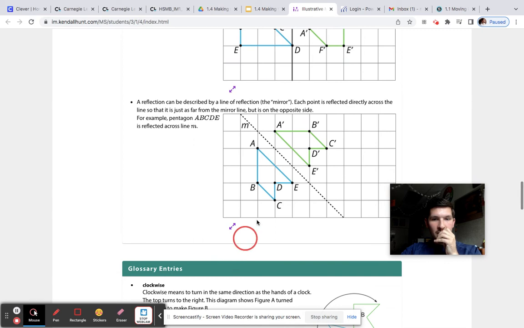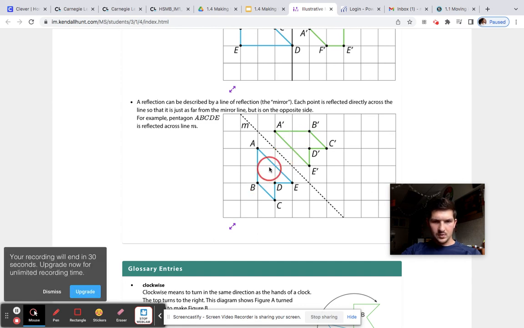We go down here, we're looking at a reflection. We're reflecting across the line M. This is our M line of reflection. So 1 away from the line, 1 away. For B, it looks like it's 1.5 away, 1.5 away. Or actually, is it 2? 1, yep, 1.5, 1.5. D, it looks like it's 1 and 1. E, it looks like it's half, half. C, it looks like it's 1, half, half, and 1.